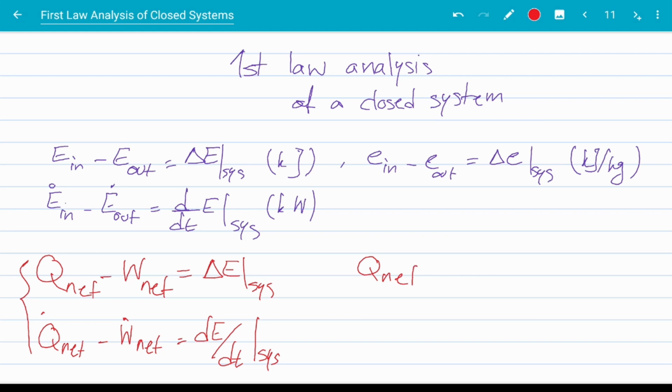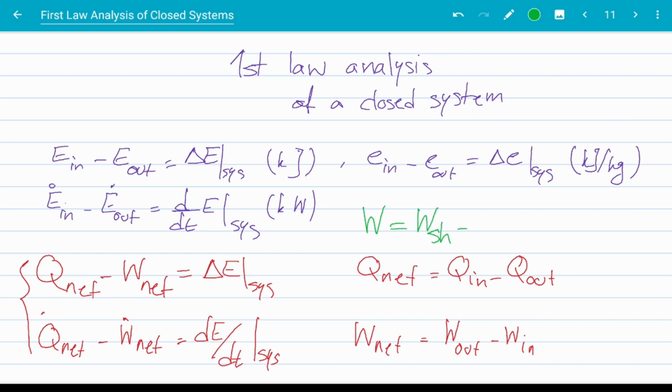Now, Q net was defined as Q coming in minus Q going out. W net, on the other hand, was defined as W out minus W in. Now, W is actually representing all of the works that can cross the boundary of our system. It can be a shaft work, it can be electrical work, and it can be the work of the moving boundary or the boundary work. So keep that in mind.